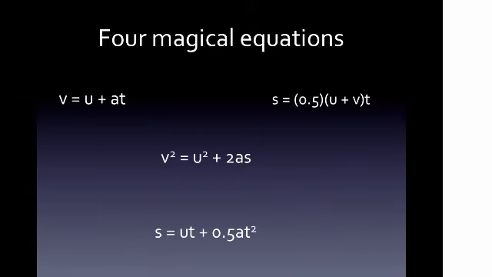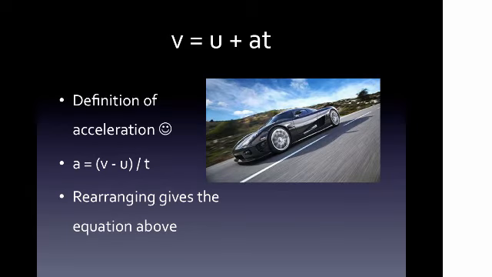Alright, so the four magical equations. The first one is v equals u plus at. Second one, s equals 0.5 times (u plus v) times t. Third one, v squared equals u squared plus 2as. And the last one, s equals ut plus 0.5 at squared.